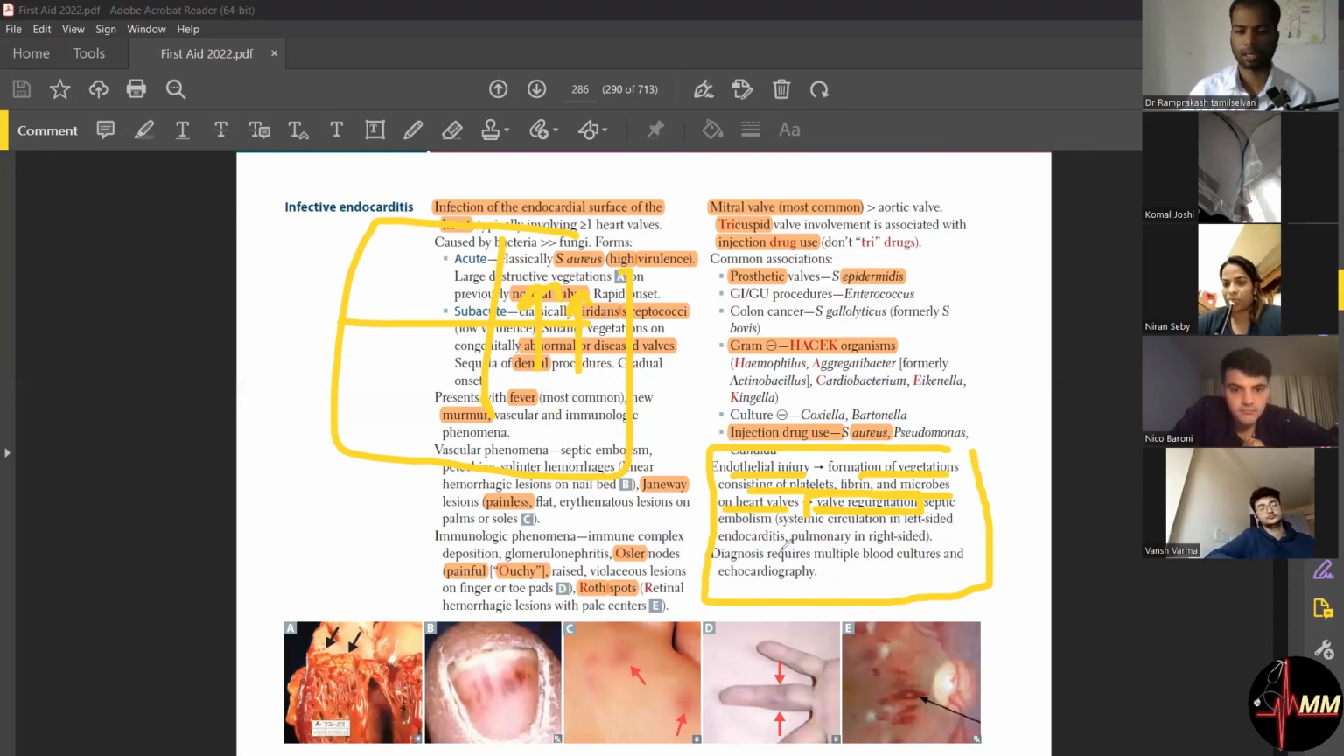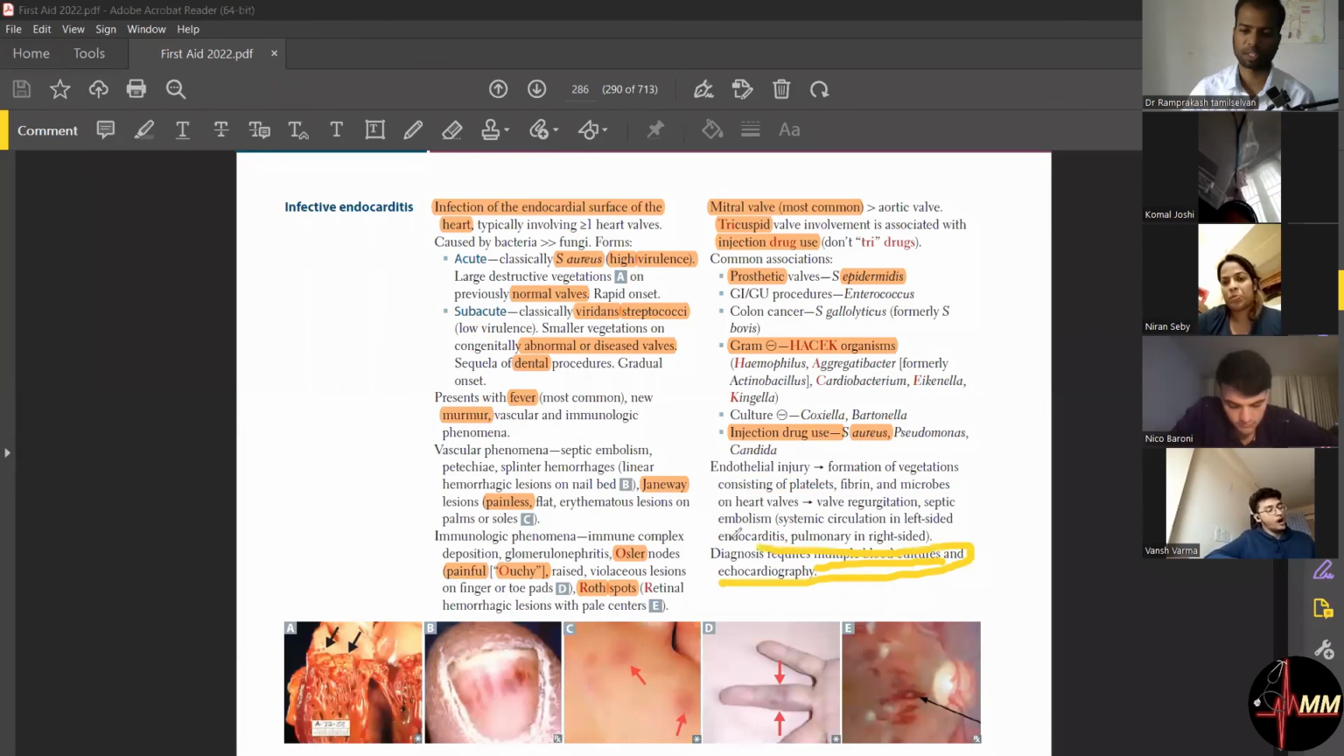And this embolism concept: an embolus can obstruct anywhere and block the blood vessels. Diagnosis is via multiple blood cultures and echocardiogram. Don't worry about this point, you will do this in CK. Fine. Any other doubts?